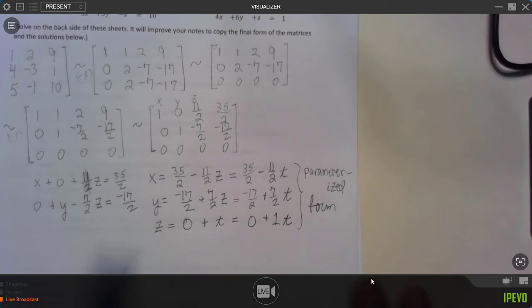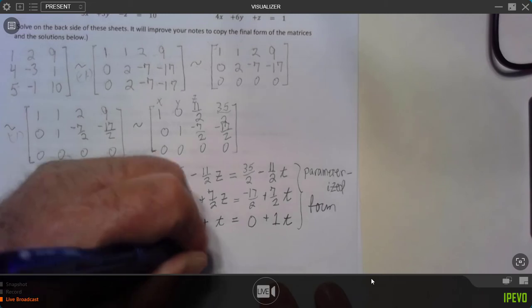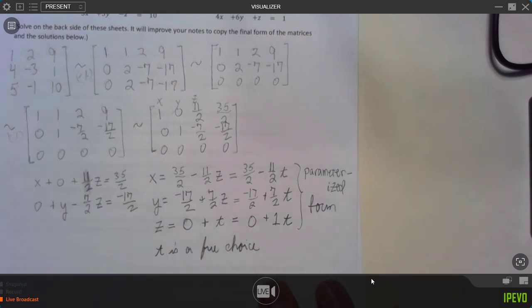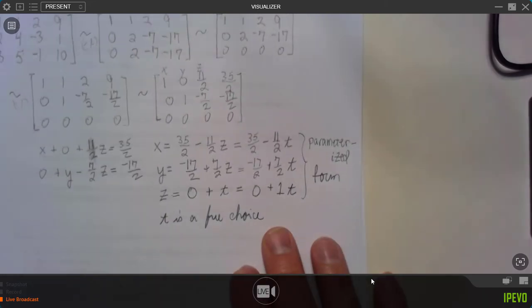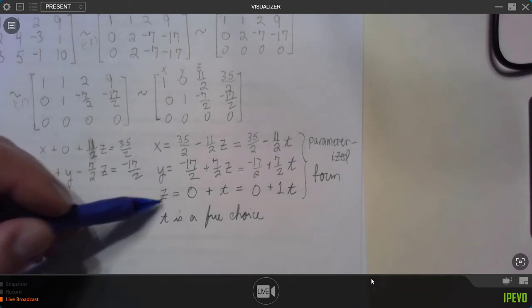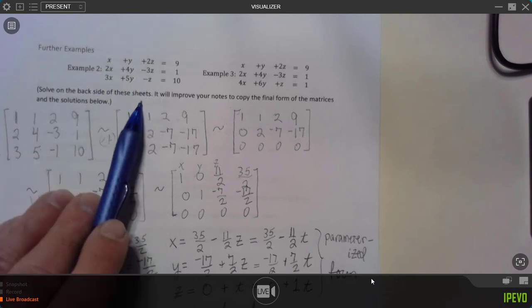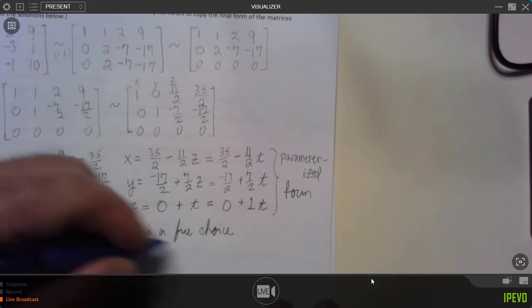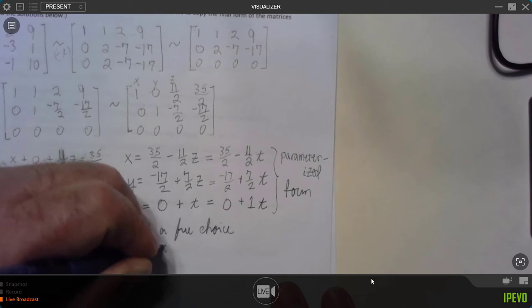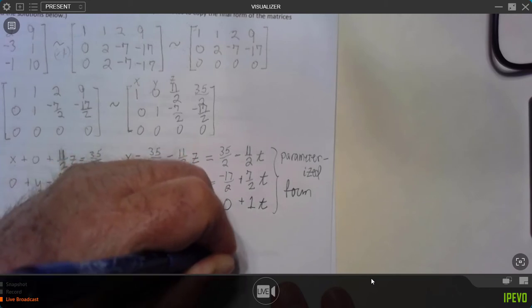So there's another solution. The point is this. T is a free choice. And for every one of the choices we make for t, we get another solution. It sets values x, y, and z. And if you took those values x, y, and z and plugged them back into the original equation, you would find that it would solve it. So t is a free choice, and we have infinitely many solutions.